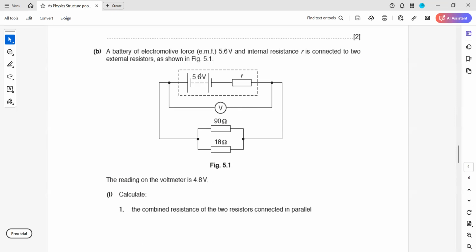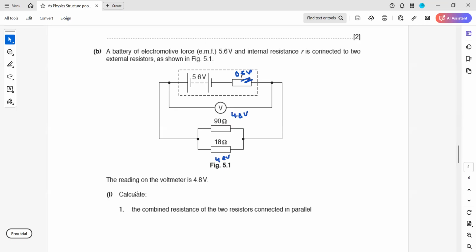The battery with the EMF of 5.6 V and internal resistance r is connected to two external resistors as shown. The reading on the voltmeter is 4.8 V. So the external voltage is 4.8. If this reads 4.8 volts, these two in parallel will also have 4.8. How much voltage will drop internally? The EMF is 5.6 and the output is 4.8, so the remaining voltage is 0.8 volts here. 5.6 minus 0.8 gives 4.8 volts.